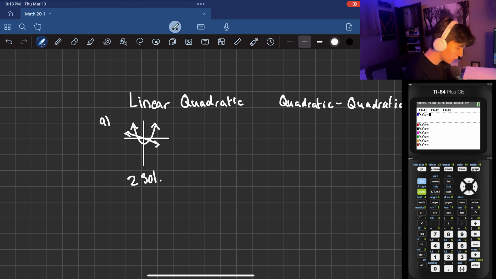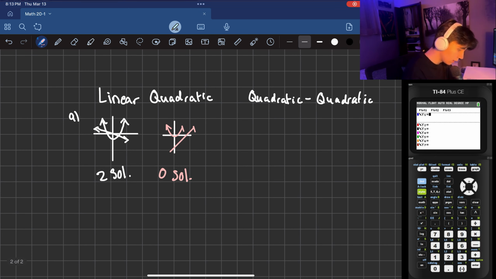And there's going to be another case where your linear and your quadratic, so let's say this is your quadratic here, and they're not even going to touch. So maybe it'll look like something like this. So this would net you 0 solutions. And then we're going to have one last case where you have the quadratic and then you have your linear line, but it touches right at the vertex, which is going to give you 1 solution.